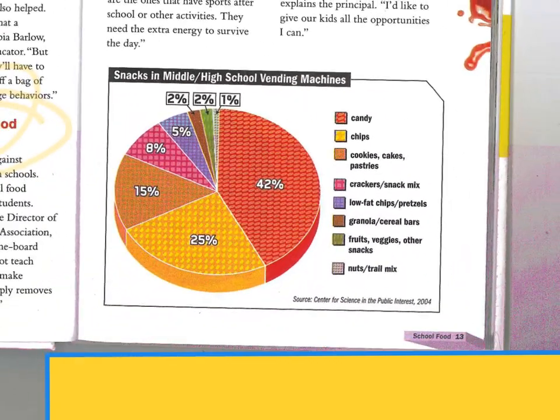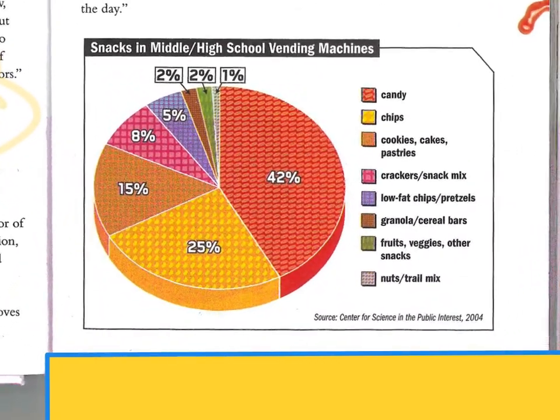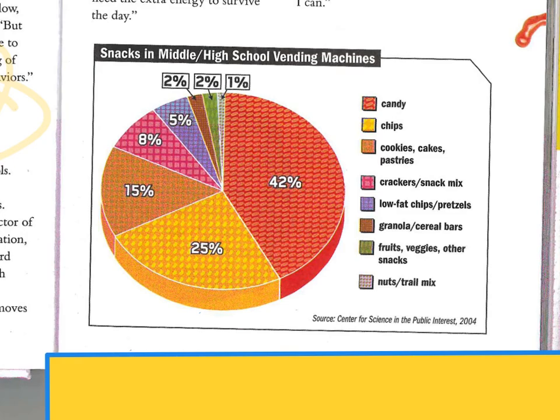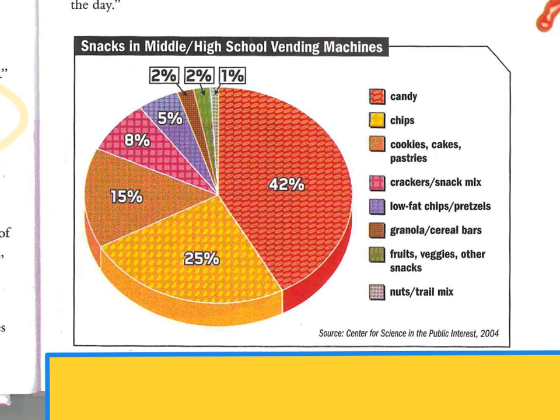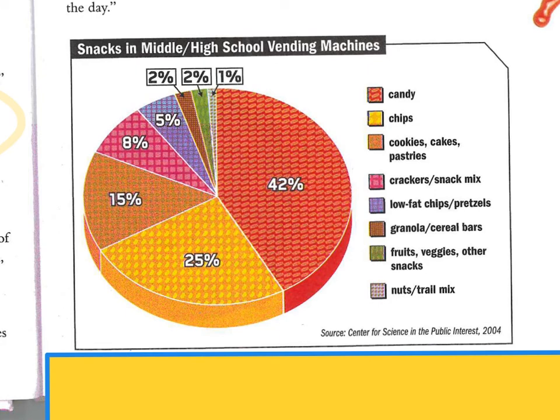But at the very bottom here, you see a graphic. Okay, let's take a moment and study this graphic. It says snacks in middle and high school vending machines. And take a moment and you notice the key here. Candy, chips, cookies. Okay, so what is the largest type of snack sold? Okay, candy, right? 42%. How about chips?